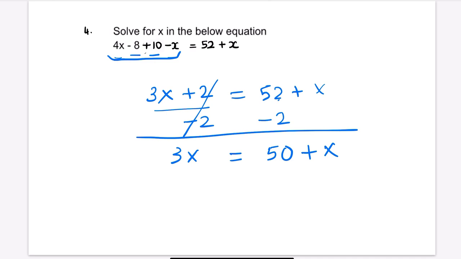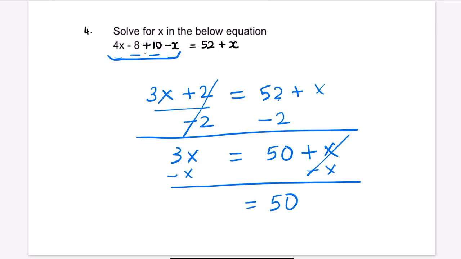And again, as you see here, there's a mix and match here. 50, the constant term, and the variable term both are present on the right side. Let's get rid of x from the right side. If I do something on the right, I should do the same operation on the left. So x and negative x get cancelled out on the right side. On the right side I'm left with 50, and on the left side I'm left with 3x minus x, which is 2x, 2 times x.